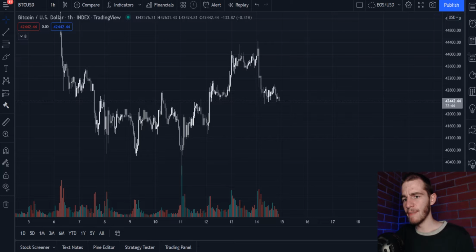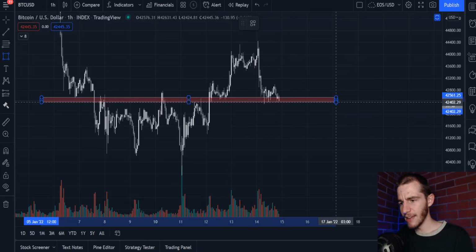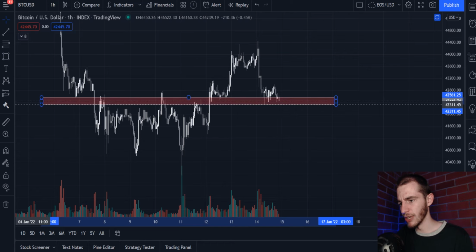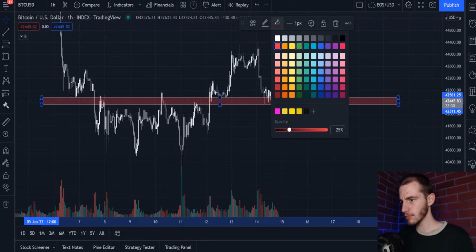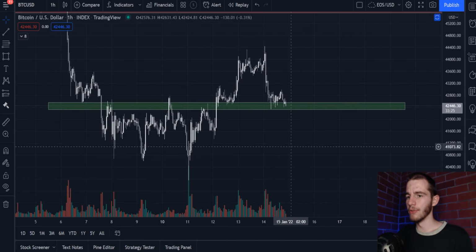And let's draw in a more prominent short-term support zone, which is coming from around 42.5k all the way down to around 42.4k or 42.3k, somewhere in that region. That is the new support box for Bitcoin. And if we can hold this support box, that is great news, and I'll tell you why.